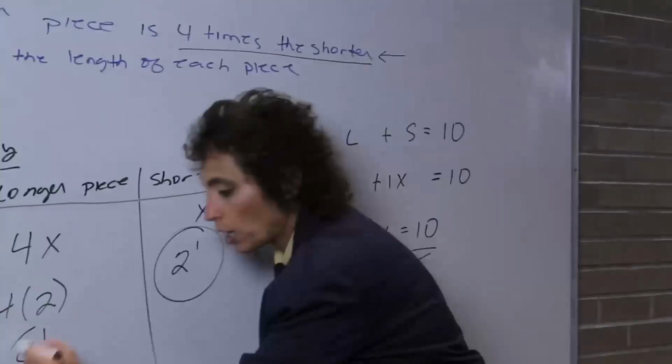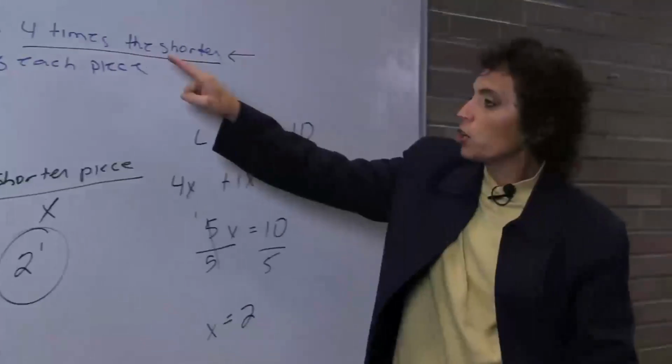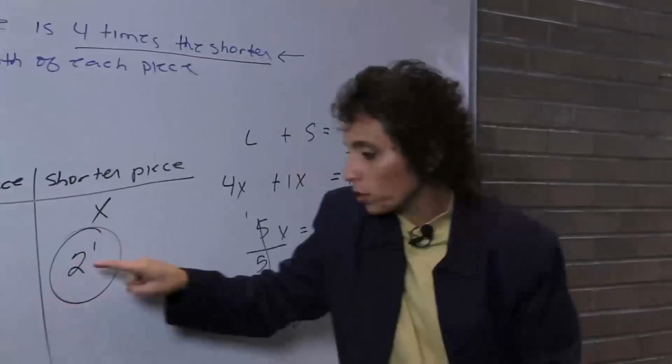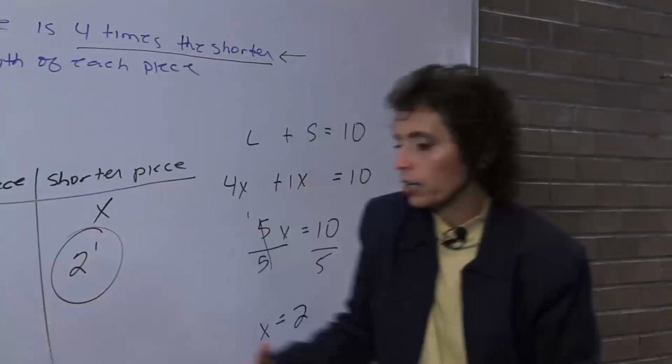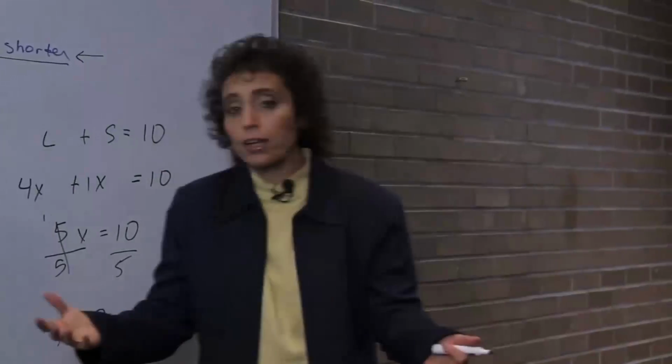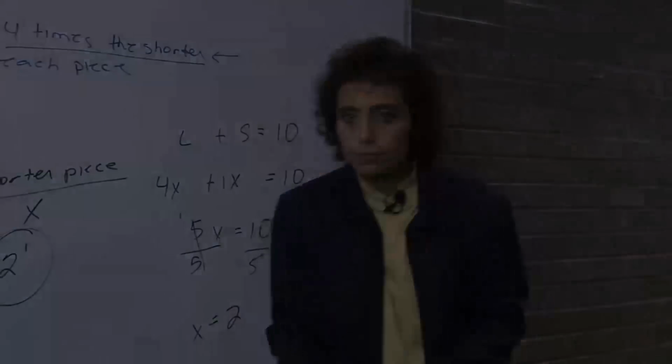So now let's see if this came out right by the words. The longer piece is 4 times the shorter. That's true. This is 4 times that, and together they're 10. So that's the right answer. I hope that worked out. Okay, that's the end of Mod 3. Looking forward to seeing you in Mod 4.